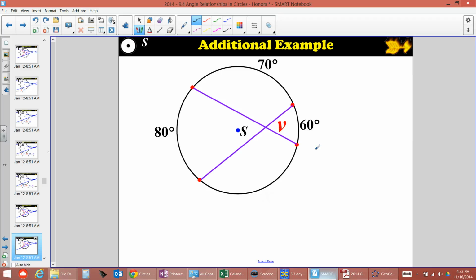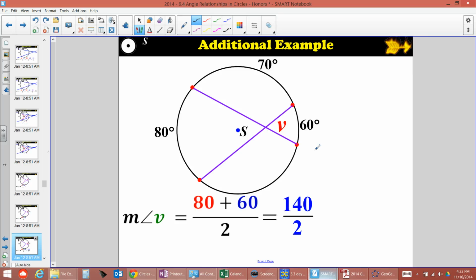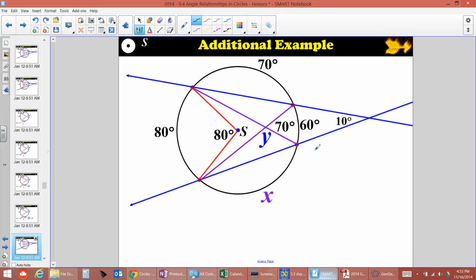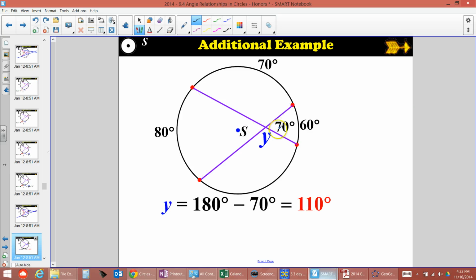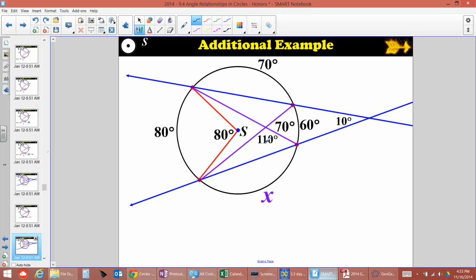If I look at V, well, that's an inside angle. Inside angles are added together. So we take 80 plus 60 and divide by 2 gives me 70. So angle V is 70. Now I notice that with angle 70 and Y, that forms a straight line. That means that Y has to be 180 minus 70 is 110. Again, that's a linear pair.